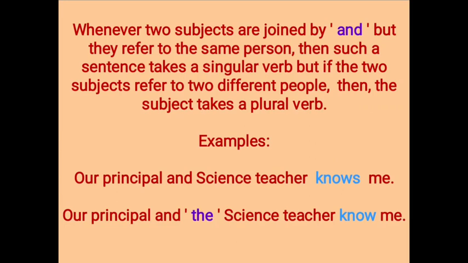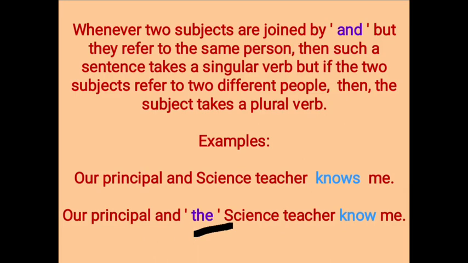In the examples we have here, we can see that the first sentence is talking about the same person, our principal, science teacher. But in the second one, the article "the" here is letting us know that our principal is not the same as the science teacher. They are two different people. Our principal is different from our teacher.